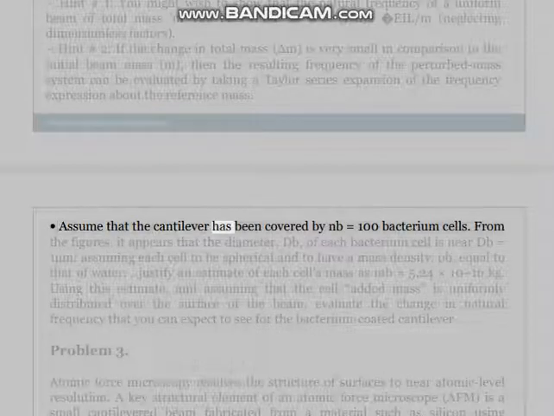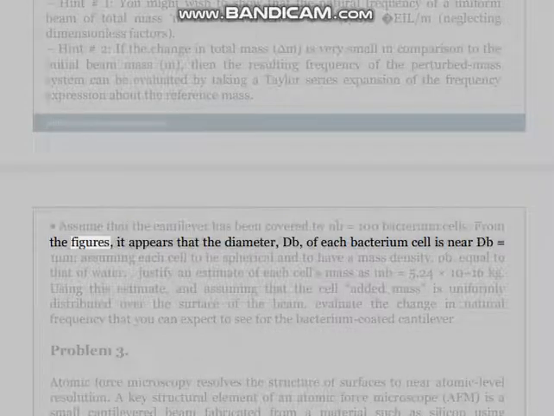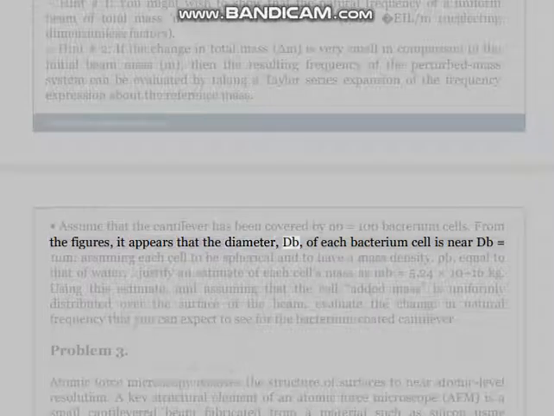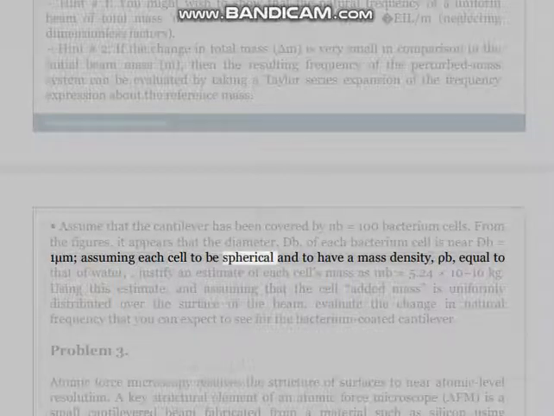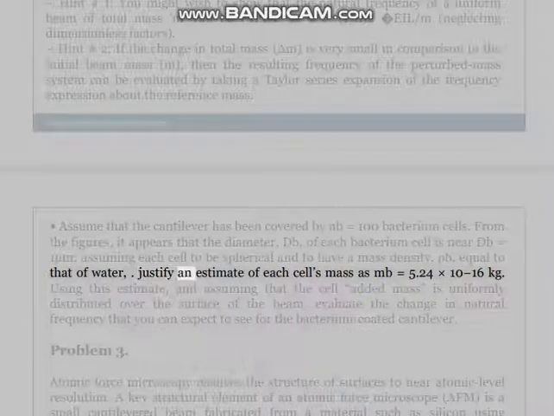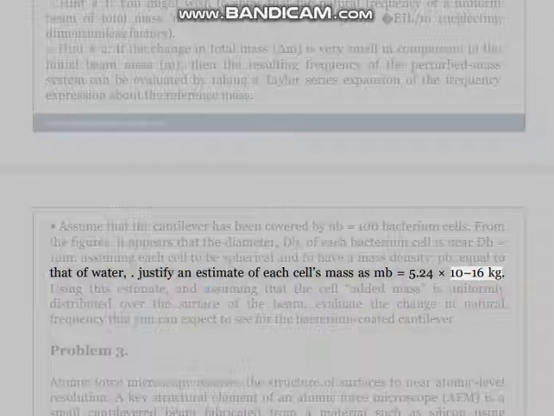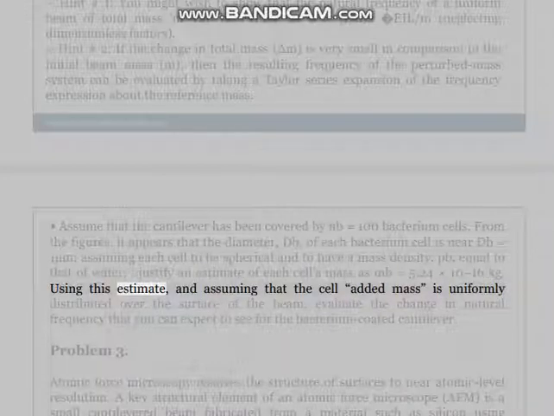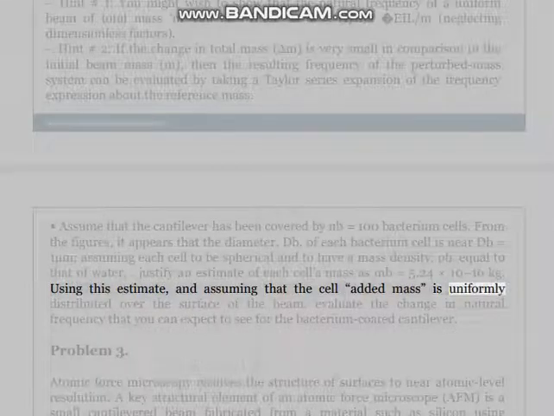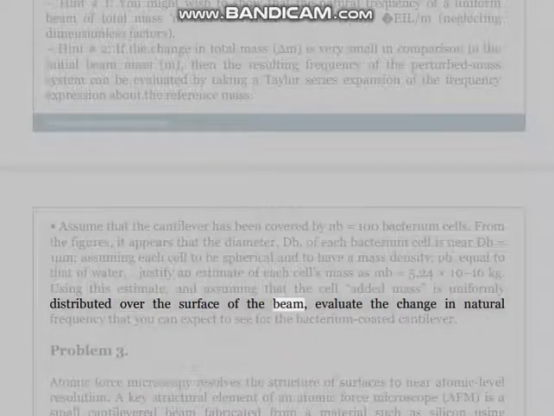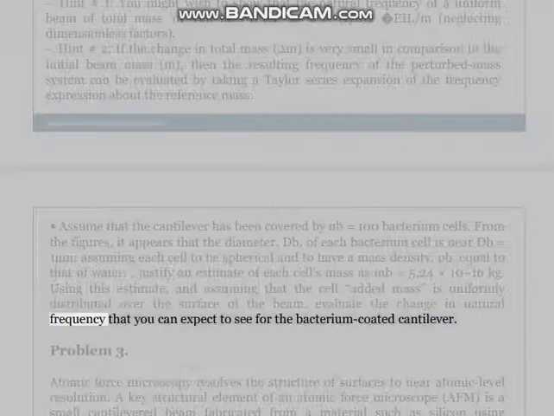Assume that the cantilever has been covered by Nb equals 100 bacterium cells. From the figures, it appears that the diameter, dB, of each bacterium cell is near dB equals 1 μm, assuming each cell to be spherical and to have a mass density, rho b, equal to that of water. Justify an estimate of each cell's mass as Mb equals 5.24 times 10 to the minus 16 kilograms. Using this estimate, and assuming that the cell added mass is uniformly distributed over the surface of the beam, evaluate the change in natural frequency that you can expect to see for the bacterium-coated cantilever.